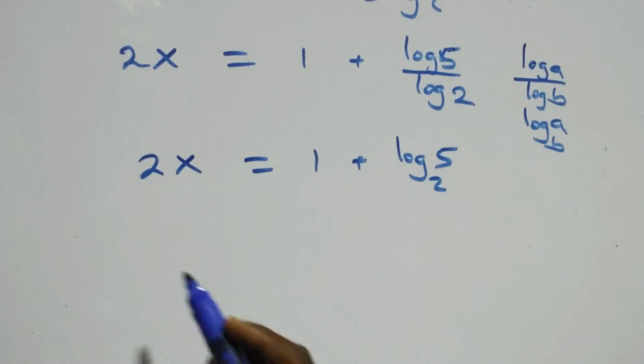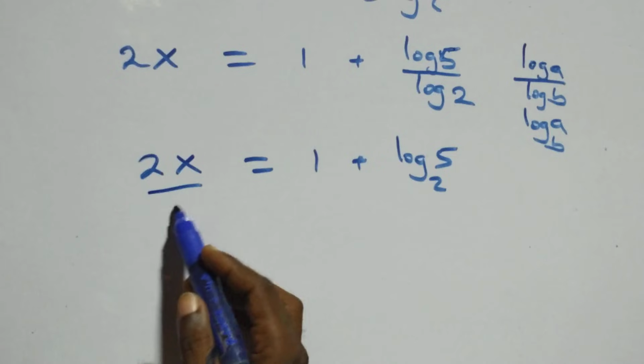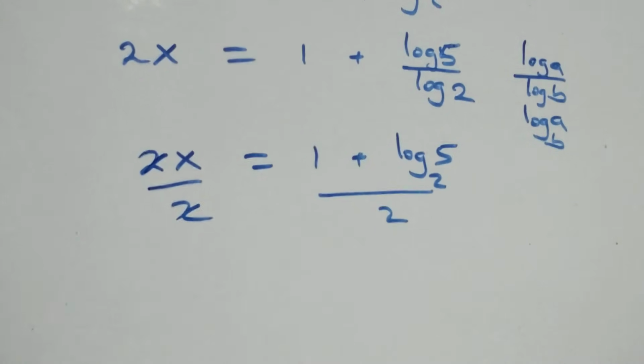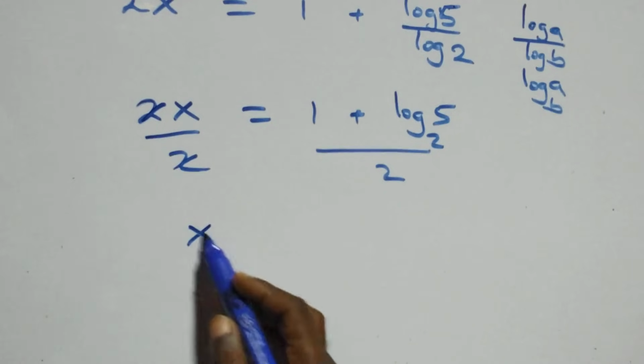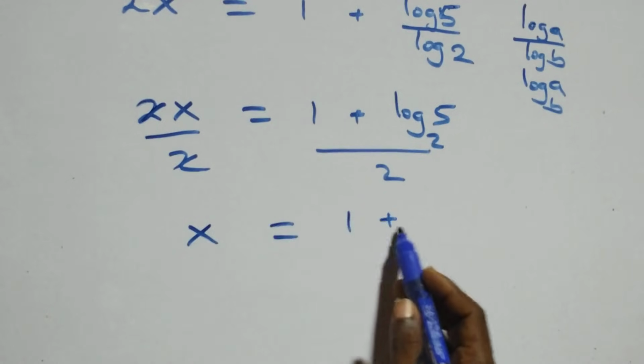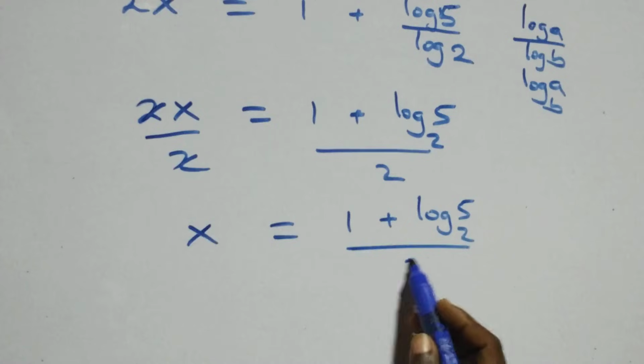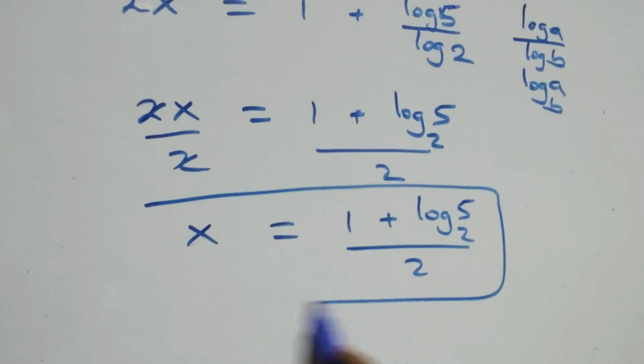Then here we divide both sides by 2. Divide this side by 2, also divide this side by 2. Here the 2s cancel each other. We have x equals 1 plus log 5 base 2, all over 2. That is the value of x here. Then let's check if this satisfies the given problem.